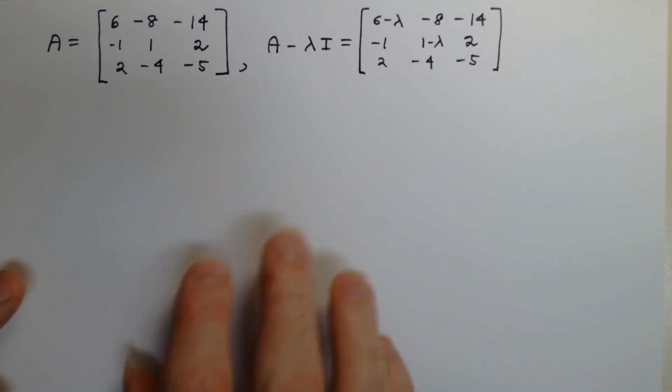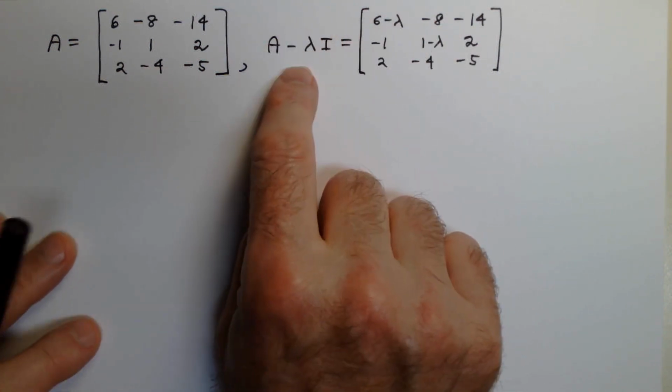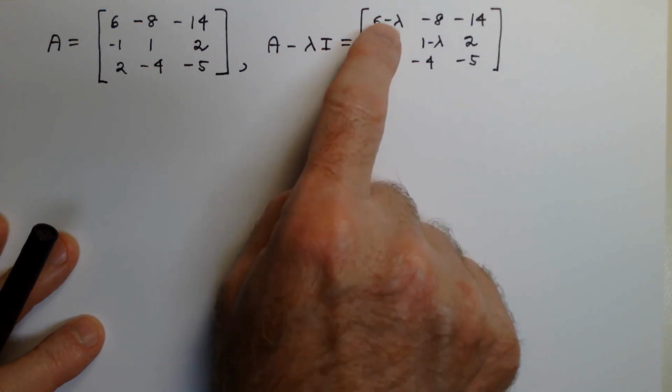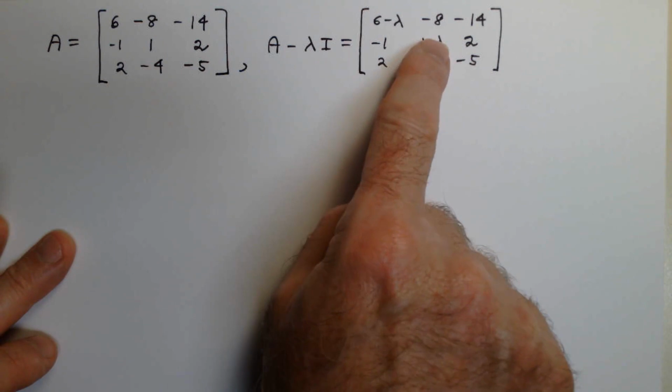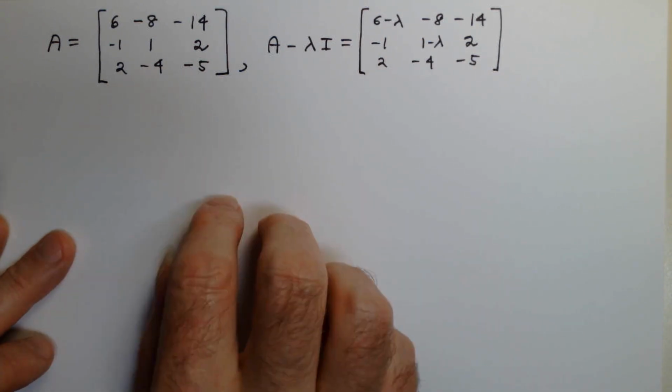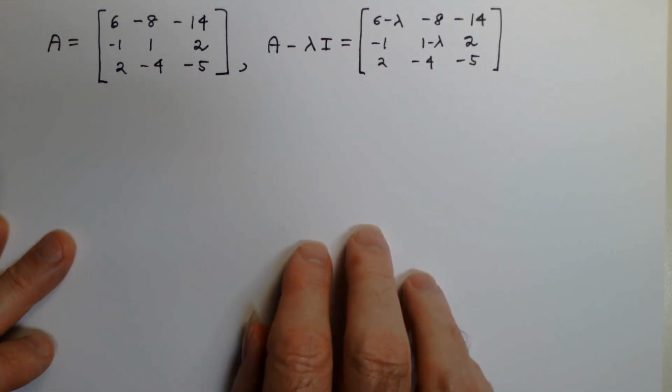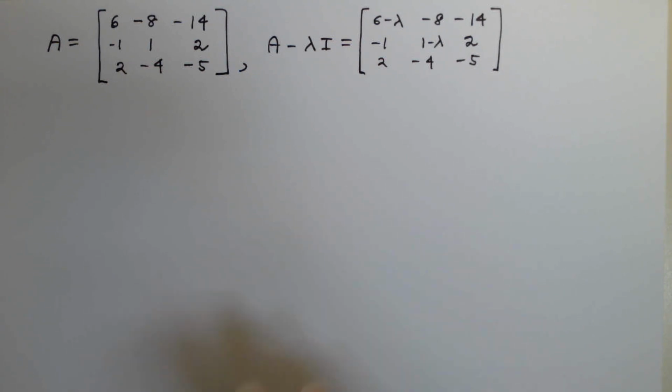Now, in principle, we know what to do. We form the matrix A minus lambda I, and that is simply the matrix we obtain by subtracting lambda from each of the diagonal entries of A. We have to calculate the determinant of A minus lambda I. That's the so-called characteristic polynomial of A. And then we have to find the roots of that characteristic polynomial. Those will be the eigenvalues of the matrix A.